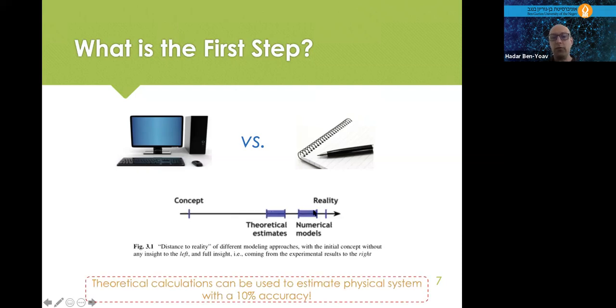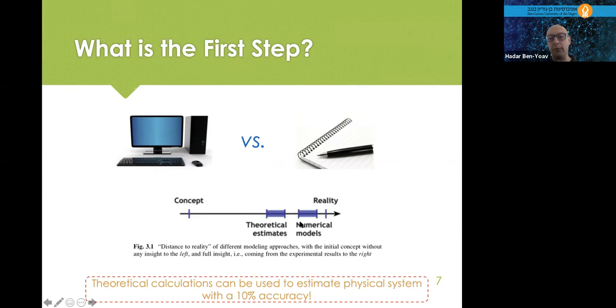And in most cases, we would prefer the theoretical calculations, because if you look at the range from a concept into reality, and you want to advance from an idea to how it's going to look in reality, theoretical estimates give us a very good estimation of how reality is going to look. And the effort is minimal. We don't need strong computers or software. We just need paper and pen.